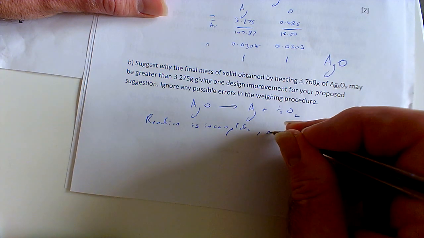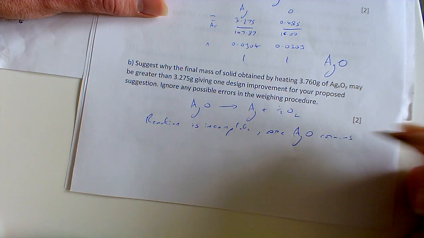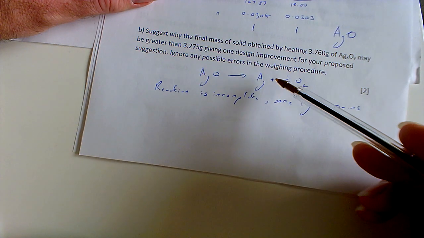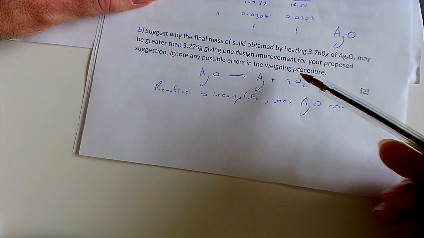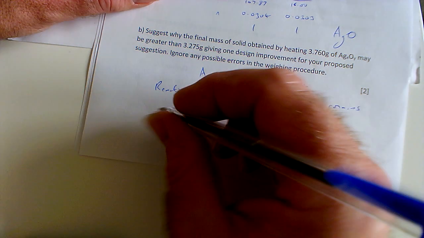In other words, some AgO remains. So a design improvement would be to ensure that we heat it a bit longer and check the mass again to make sure it hasn't gone down. A technique known as heat to constant mass.